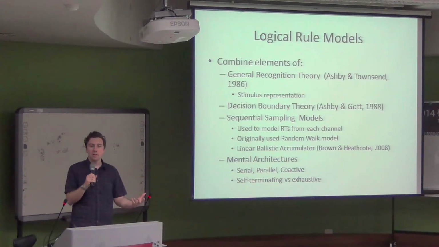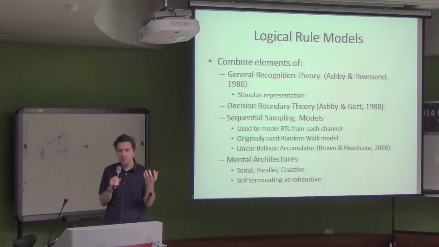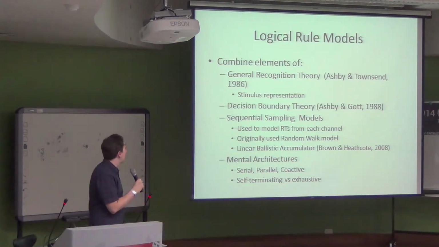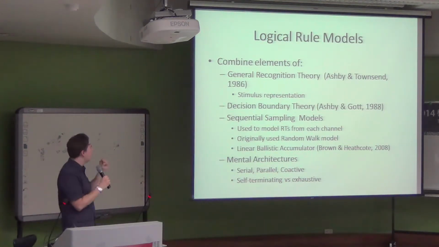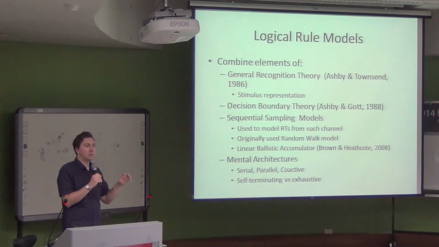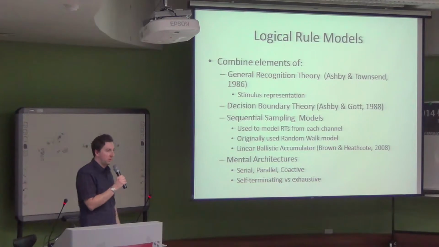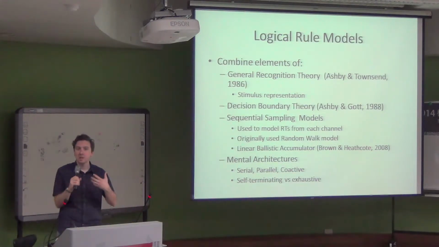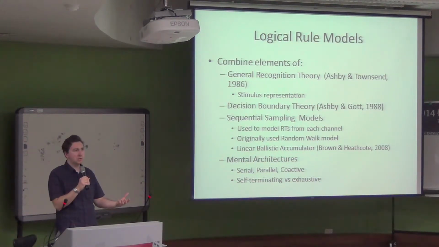They really can be thought of as two parts. One part has to do with the representation of the stimulus, and this is kind of the front end of the model. That front end is based on the general recognition theory that Jim introduced yesterday. I'll explain more in a moment, but the idea is that for each stimulus and each stimulus dimension, there's variability associated with the perceptions of those dimensions.